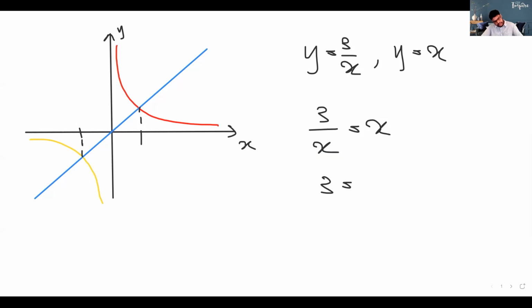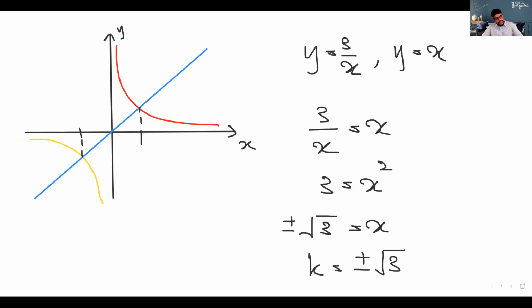I'll multiply by x. This becomes x squared equals 3. Now children, we have to take the square root. Remember, when you take the square root, you have to take the plus or minus square root. So the value of k will be plus or minus the square root of 3. This intersection point will be plus root 3 and this will be negative root 3. Those are the answers, children. Is that clear? Who got the right answer? Can I know?